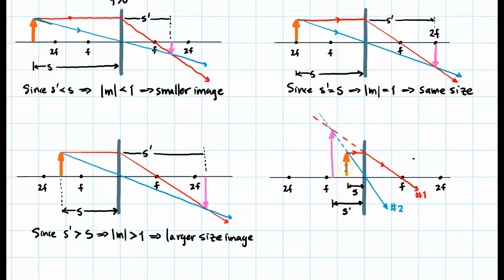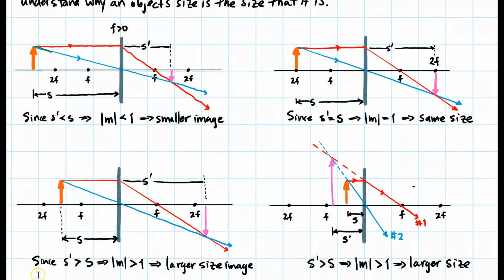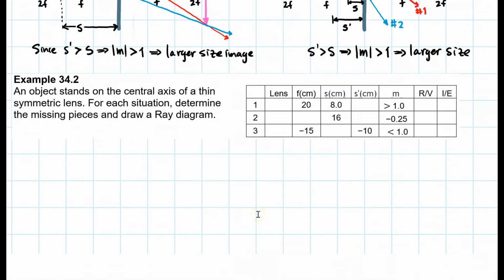Now, if the object is inside the focal point, I compare the distance S to S prime again, and you can see that S prime is farther away from the lens. So therefore, I should have a larger image. We go on to the next example.